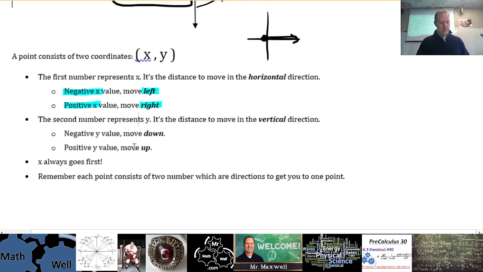Now, this is where you're going to have to make some adjustments. It's a bit of a typo here. This should say negative y value moves down. So negative y moves down. And a positive y moves up. So please make changes there. I think there's some typos there. You have to change some words. Make sure you have this right here.